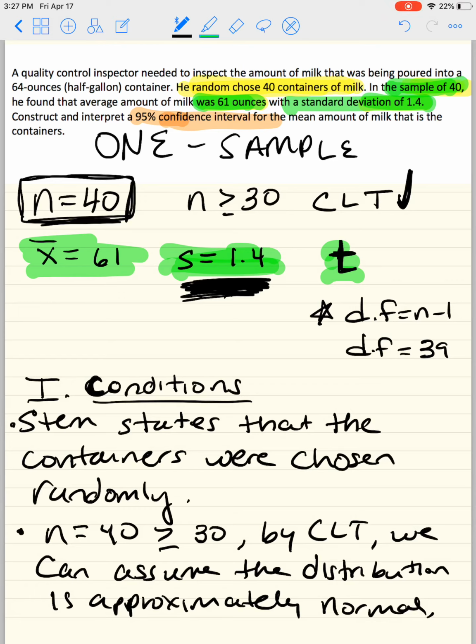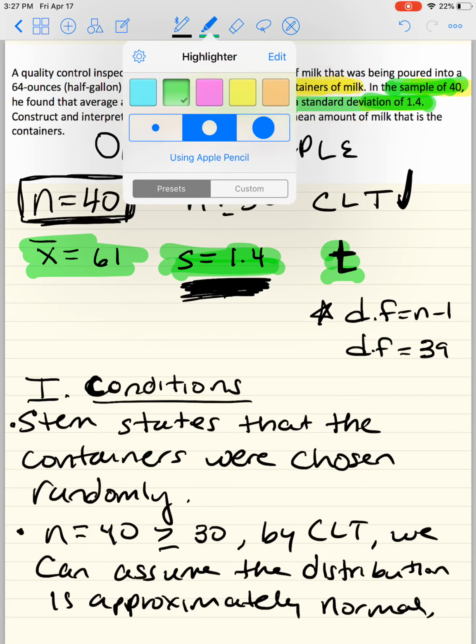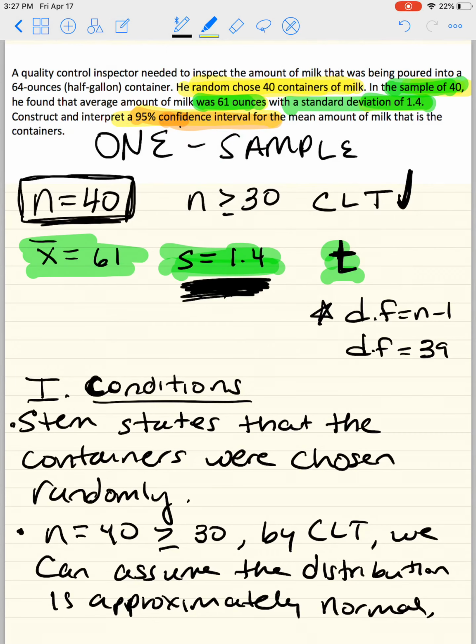So we know that this is a 95% confidence interval. We know that a confidence interval requires 3 steps. Your first step is your conditions. There are going to be 2 of them. The stem states that the containers were chosen randomly: he randomly chooses 40 containers. Then, as I said earlier, n is equal to 40, which is greater than or equal to 30. So by the central limit theorem, we can assume the distribution is approximately normal.